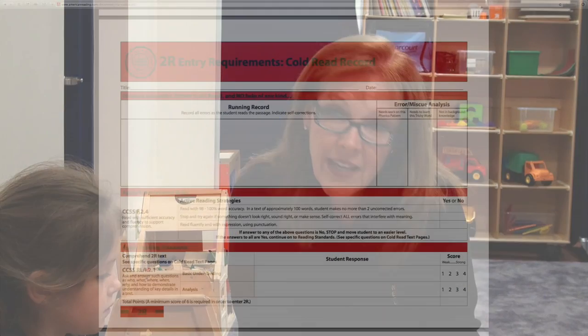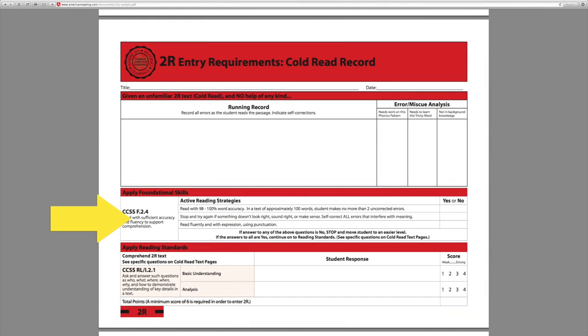All right, very good reading. All right, so Abigail just read that cold read in 2R, going up and looking at the running record sheet, looking at the active strategies. She read with 98% to 100% accuracy. She had two misreads on the name Stuart and another word, but those were not words that would have altered the meaning of the text. And she did make another omission, but she did go back and self-correct. So she did stop and try again if something didn't look or sound right, and she did self-correct. She did read fluently, and she did read with expression a couple times. One time she read through the period, but she stopped, went back, and started reading again. So I would answer yes to all of those active reading strategies on the cold read running record.